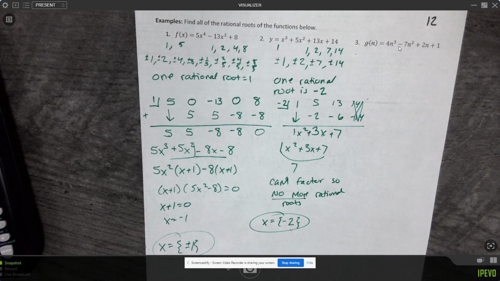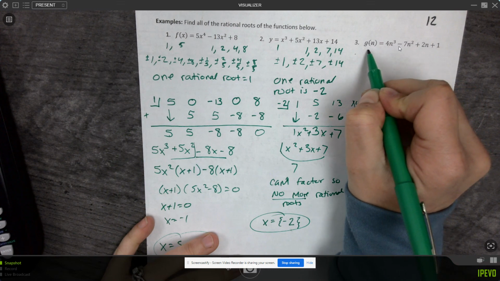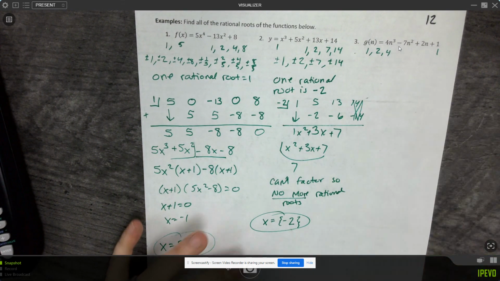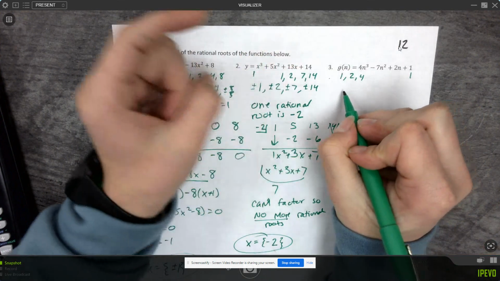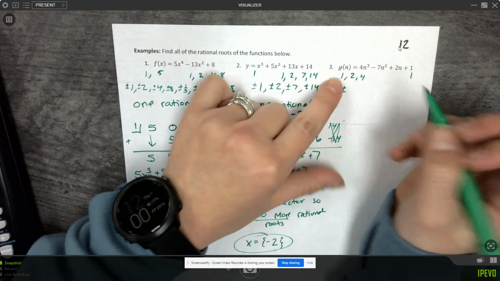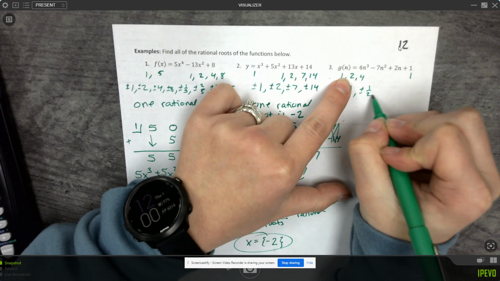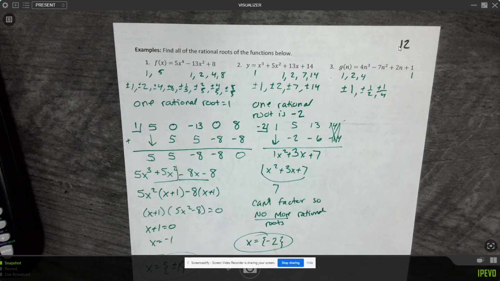Last problem. So we have the factors of 4 are 1, 2, and 4. But the factors of 1 are just 1. So once again, this is kind of nice. It is the 1 divided by all of these things. So your possible rational roots are 1 divided by 1, which is 1, 1 divided by 2, which is 1/2, and 1 divided by 4, which is 1/4. All of them with a plus or minus sign.